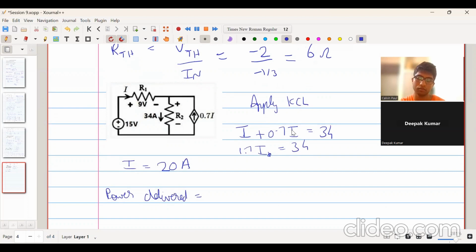Sir, 84 watt. 84 watt? Power delivered by what? No, we have to find the power delivered by the independent voltage source. Achha, okay. Independent source, yes, sir. So that will be 15 multiplied by 20. 300 watt. Okay, 300. So very nice. You solved the question in 2 minutes.